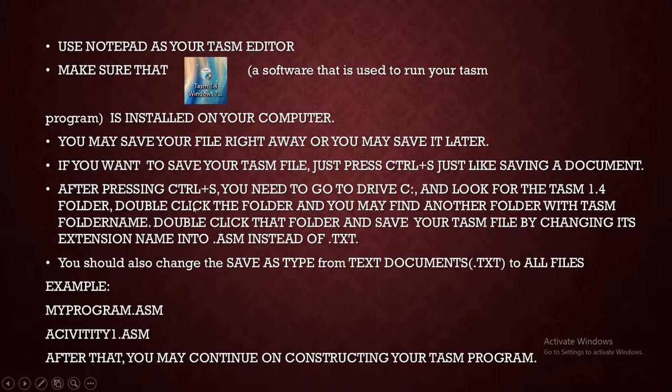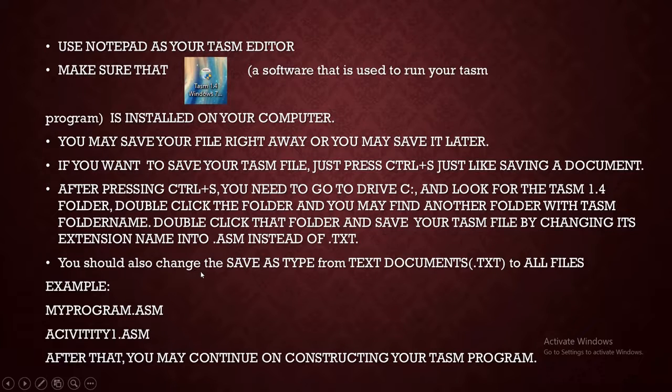Okay, and then double click the folder and you may find another folder with the TASM folder name. So to double check, double click that folder and save your TASM file by changing its extension name into .asm instead of .txt, because we all know that if we are dealing with notepads, if you're going to save the file coming from a notepad, the extension name is .txt. So we need to change it to .asm.